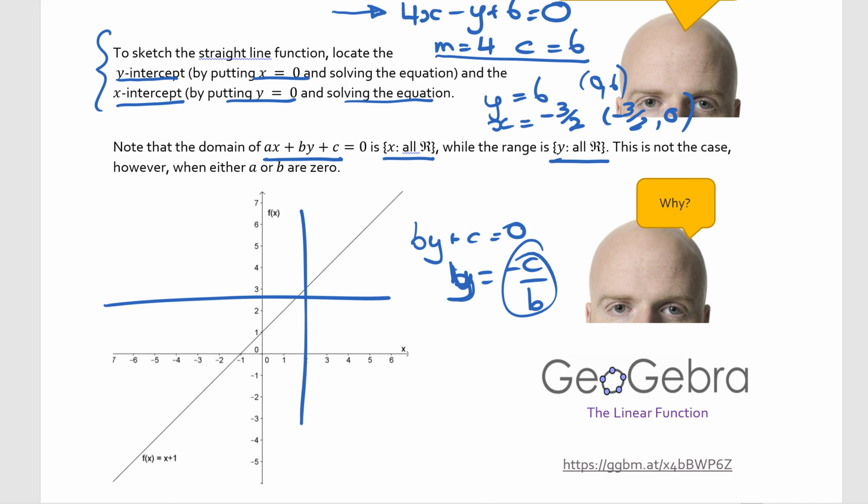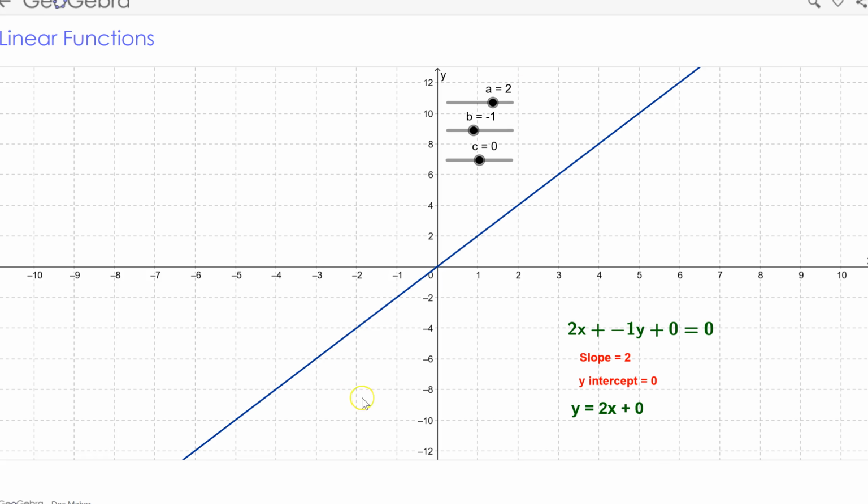Now I'll just have a quick look at the GeoGebra. So if we look at this line here, we have a rise of 4 and a run of 2, so that gives us a slope of 2, cutting through the y-axis at 0, so our equation is just y equals 2x, and in standard form it's 2x minus y equals 0. I can't get rid of all of these oddities on this program.